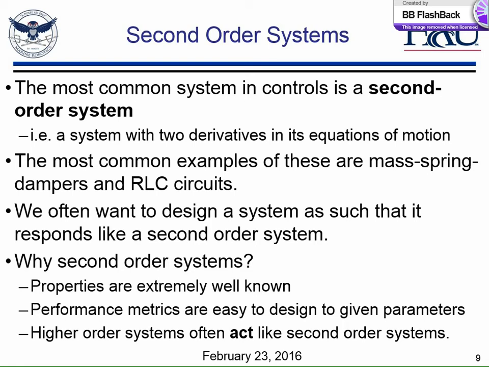Oftentimes when we're tasked with designing a control system, we want it to behave like a second order system. The question is, why do we want it to behave like a second order system? The properties for second order systems are extremely well known. So performance metrics are easy to design given certain parameters, and you'll often find that higher order systems will often act like second order systems.